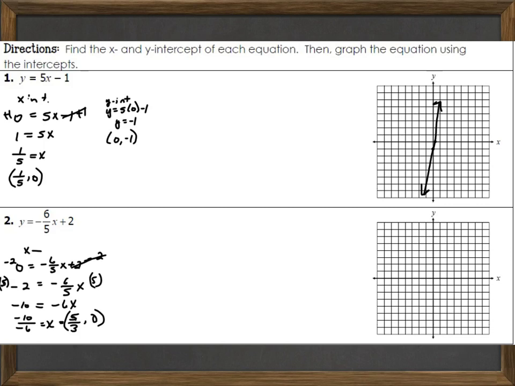Okay, so now let's look at y equals. So for the y-intercept, y equals negative 6/5 times 0 plus 2, or y equals 2. And so the point is 0, 2. Alright, so I have a point here at 1 2/3, and at 2, that would be a negative slope. And then we're going to draw the line.